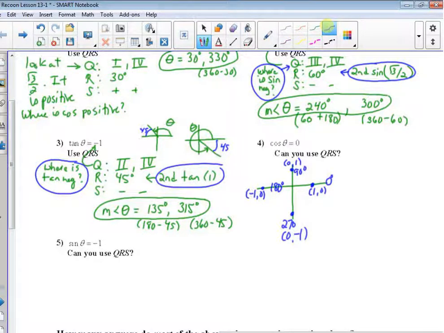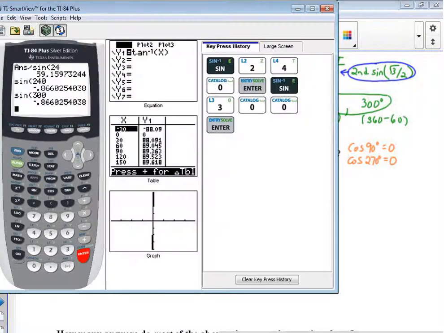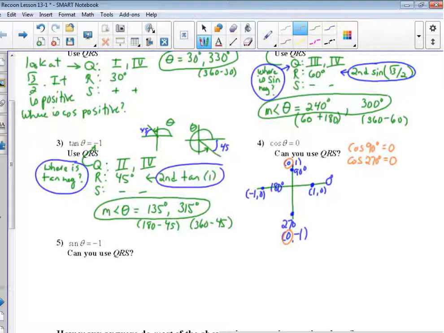I'm looking for where the x-coordinate is 0. So right here and right here, okay? So the cosine of 90 degrees equals 0, and the cosine of 270 degrees equals 0. So you can use your calculator to get one of them. If you go to second cosine of 0, it will tell you the 90-degree one. It will not, however, tell you the 270. So you need to go around the unit circle and find them.